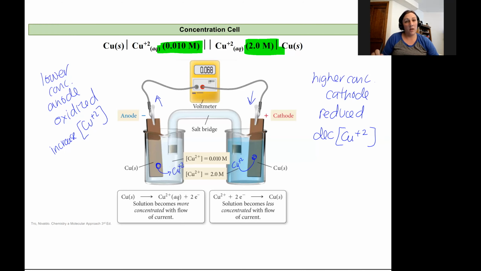In the next video, I'll walk through calculation of a concentration cell as an example as well.